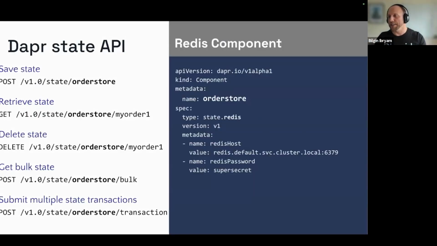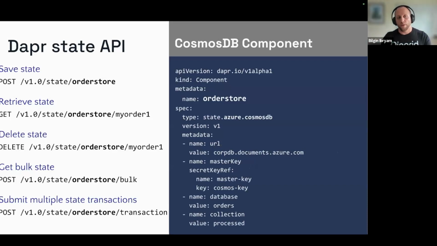How do these two concepts come together? On the right-hand side, I have a Redis component. It has a name, order store, and you can see it has a type, which is the state API, and Redis is the actual concrete implementation. And there are some details on how to connect to Redis. On the left-hand side, you can see the Dapr state API. This is how you would use the order store, only by referring to its logical name and performing different operations. What if you want to swap to a different type of state store implementation? The only thing we have to do is change the component definition, the implementation configuration, and the API doesn't change at all.